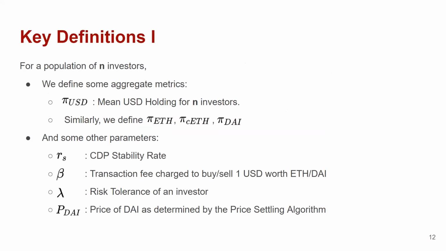Now we define some terms and parameters to better understand our results. For a population of n investors, we define some aggregate metrics. Pi USD refers to the mean USD holdings of n investors. Similarly, we also define pi ETH, pi CETH, and pi DAI. We also define some system parameters such as RS, which is the CDP stability rate, beta, which is the transaction fee, lambda, which is the risk tolerance of an investor, and P DAI, which is the DAI settling price determined by the price settling algorithm.